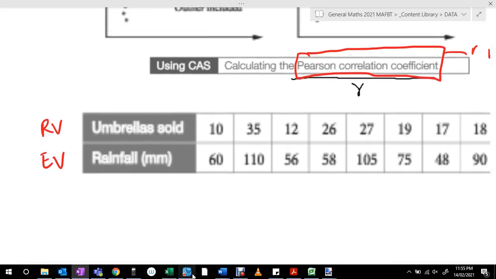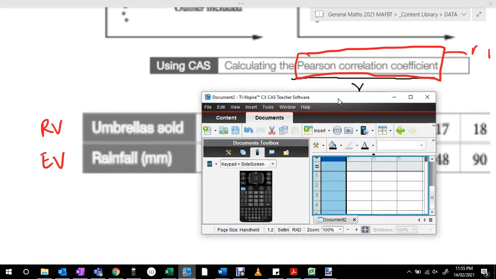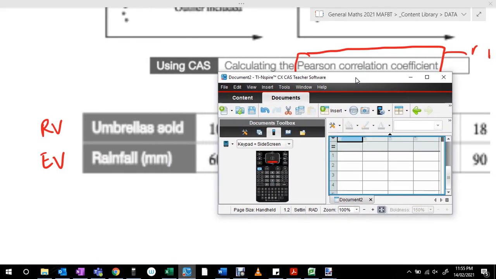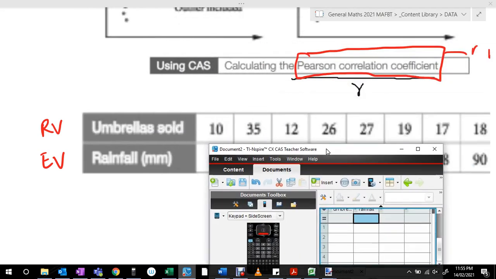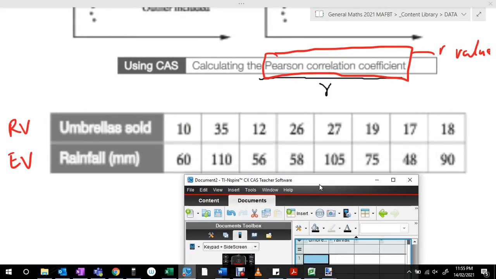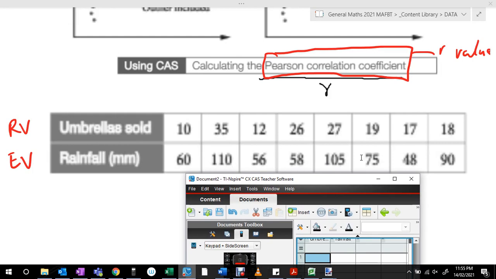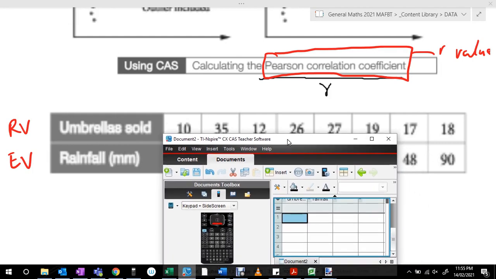So on our graph for our CAS, let's consider what we need to put on our variables. I can just put umbrellas here if I wanted to. Let's make that bigger. Umbrellas here, but just remember that umbrellas is the RV and rainfall is the EV. Then under umbrellas, I need to make sure I put the correct numbers. So go ahead and put these numbers in, going down through umbrellas, and once you've done that, put rainfall in for the correct numbers as well.